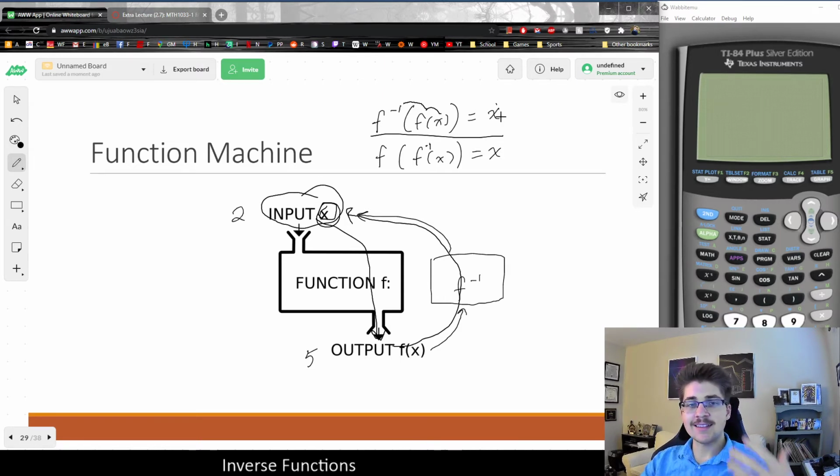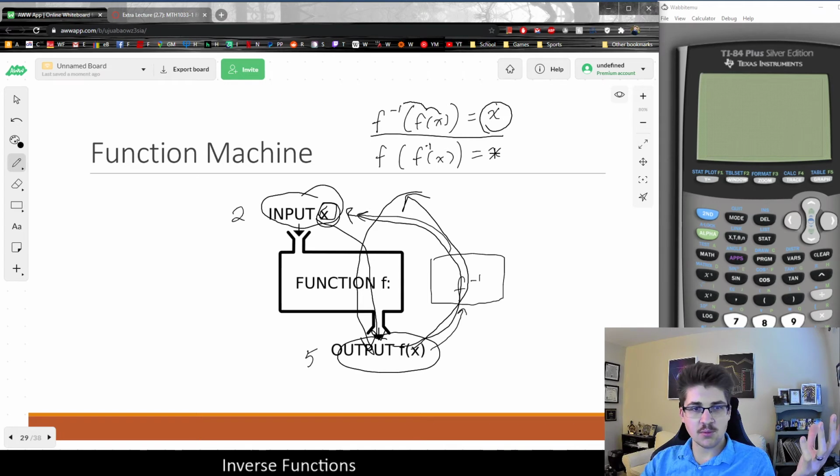Or algebraically speaking, we should have a complete cancellation of everything except what I will have left over is x. And the same is going to be true if I start with f inverse. If I plug into f inverse first, then I send it back through the original, it's going to return back to whatever I started with, x.